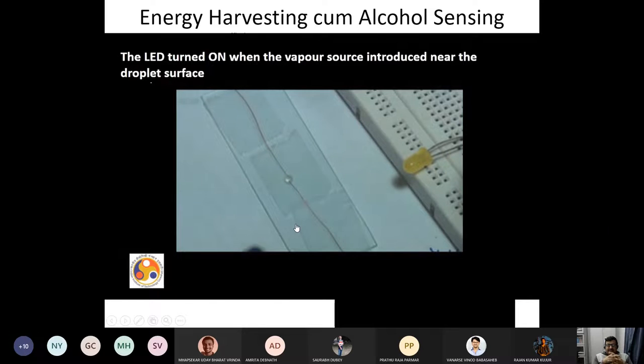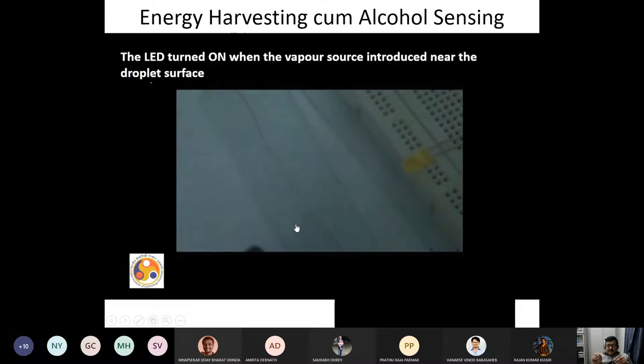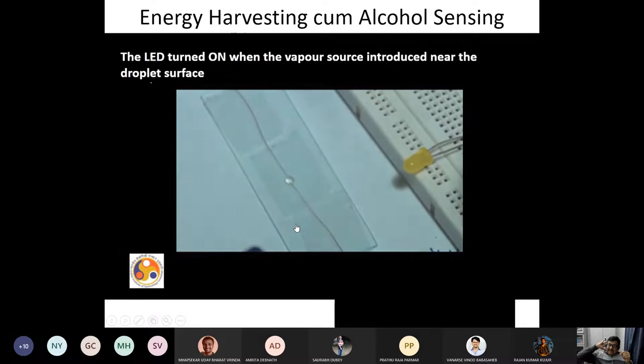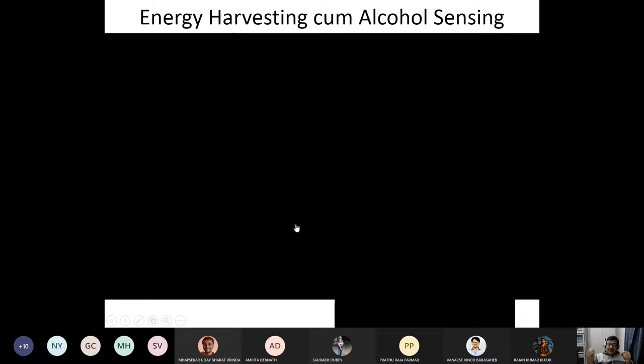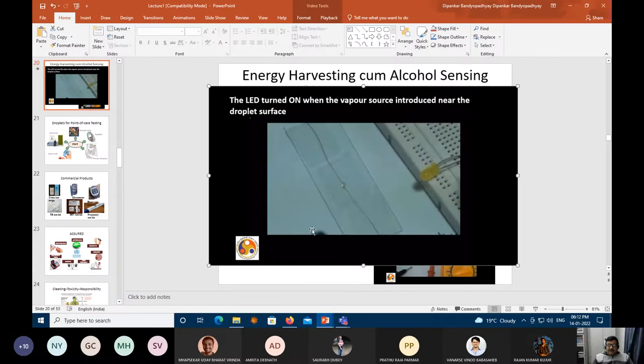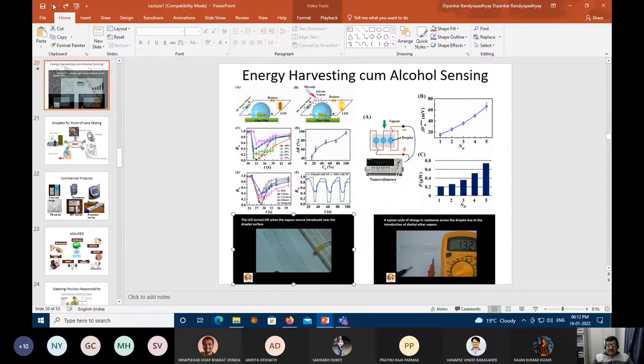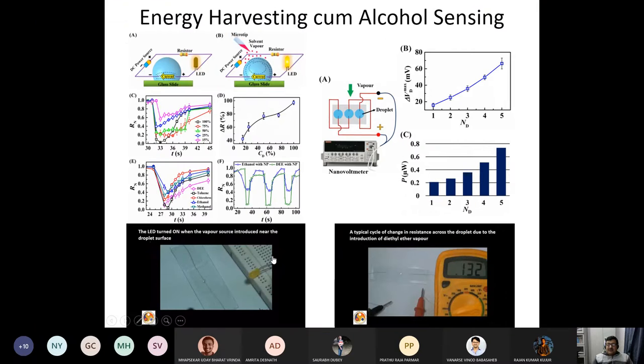Right? So I'm learning in the video. You see that the moment this vapor is brought in, you can see the LEDs turn on. So one can really see that this can be a volatile organic sensor. VOC sensor is one of the very, very important sensors. More importantly, this can also be an alcohol sensor.